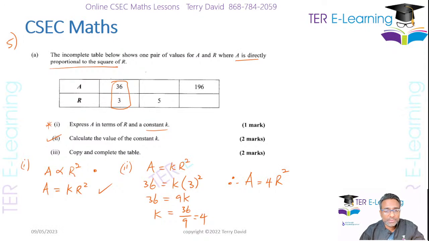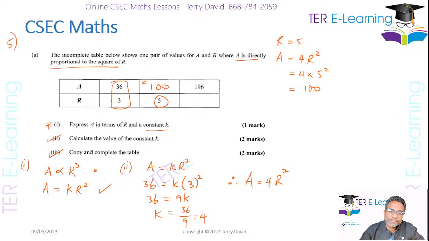That's your formula, and once I have that formula, I could work out anything in the table that I want. They said copy and complete the table. You're missing this piece here, but you know that R is 5, and you want to find what A is. The formula is 4R squared, so it's 4 multiplied by 5 squared. 5 squared is 25, and 25 times 4 is 100. So this is just 100 here.